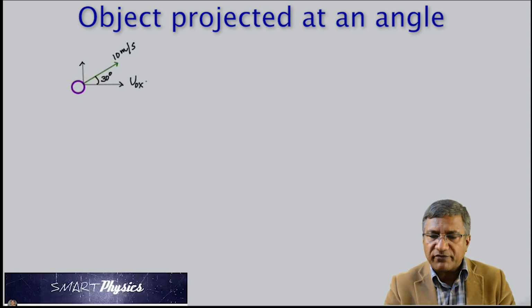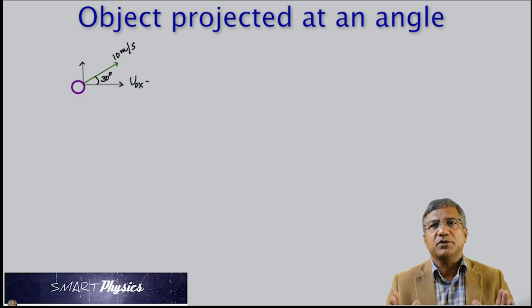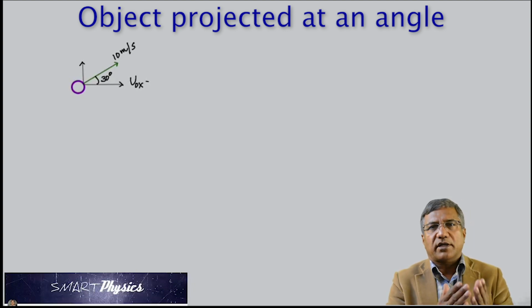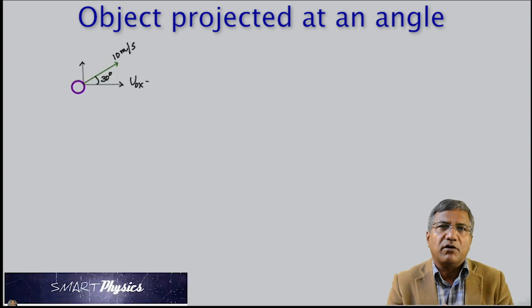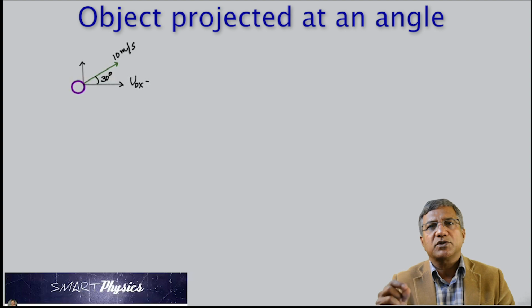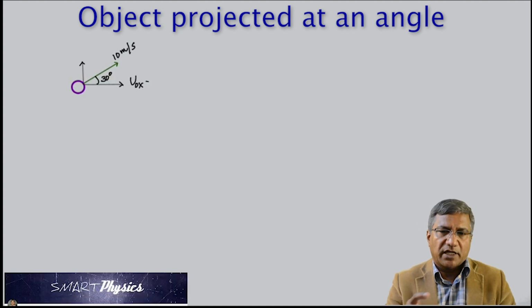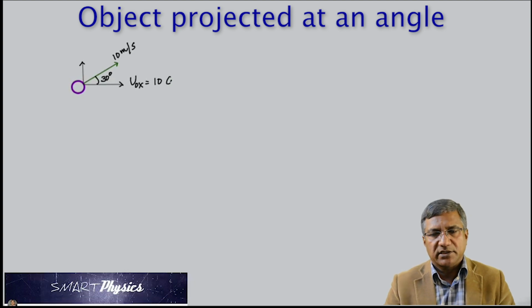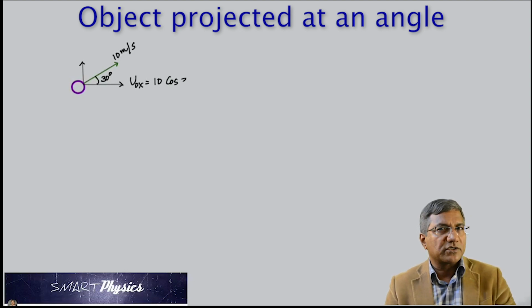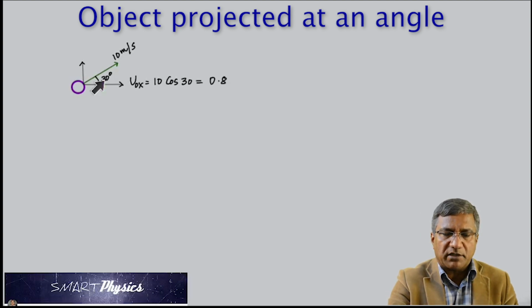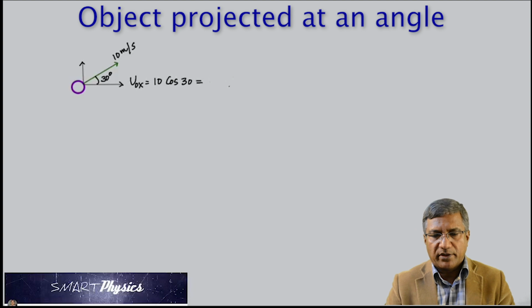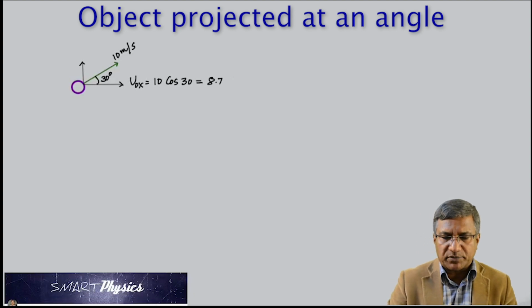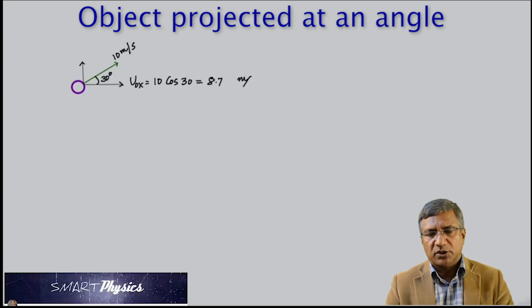So when you have that, you always break it up into the horizontal and the vertical. The horizontal will always be the velocity multiplied by cosine of the angle. That means it'll be 10 cosine 30 in this case. So the horizontal is always the initial velocity multiplied by the cosine of the angle. So when you do that, it happens to be 8.7 meter per second.